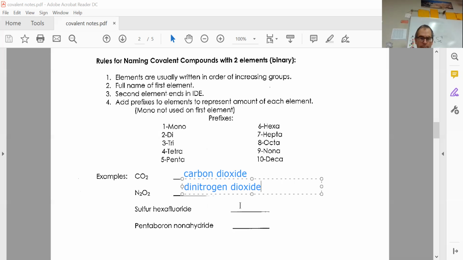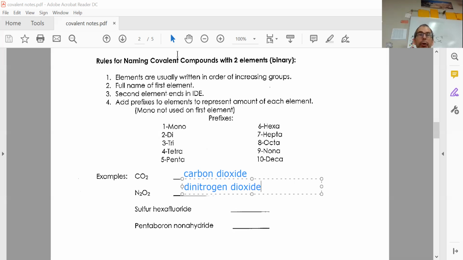Okay, sulfur, I should say sulfur hexafluoride. If you breathe in helium, you get a high squeaky voice. If you breathe in sulfur hexafluoride, because it's so heavy, you get a very deep voice. So that's what we have here.